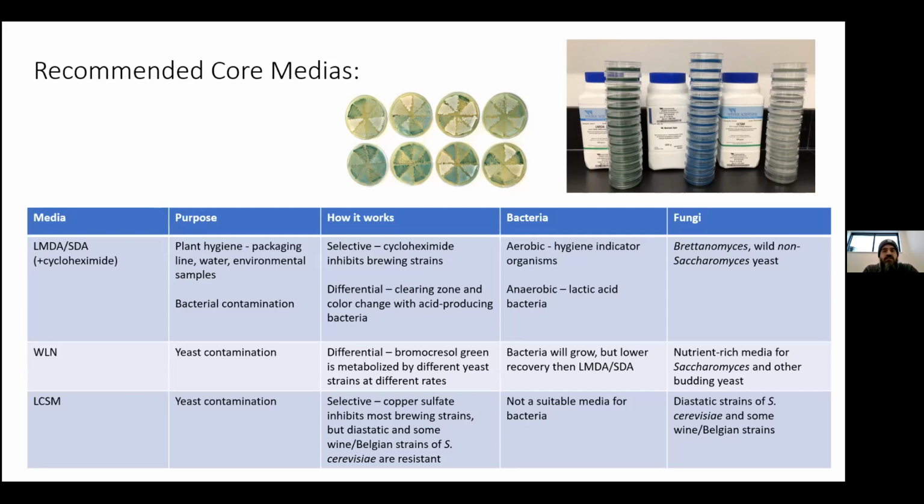And then finally LCSM, very good for detecting diastatic S. cerevisiae. This one is a little tricky, and again, I'll go into much more detail about this later. It's a little tricky to use because it's not one that you can make a lot of and use over a month time period, because one strange thing about it is it actually gets more selective the older the plate gets. I shouldn't say more selective, it gets more inhibitory. So even diastatic yeast won't grow on it if the plates were poured a week ago. Somehow the inhibiting effects of the copper get stronger and stronger as the media ages.